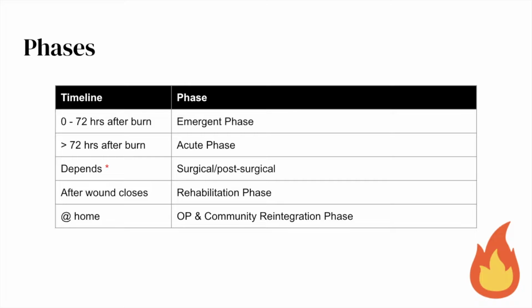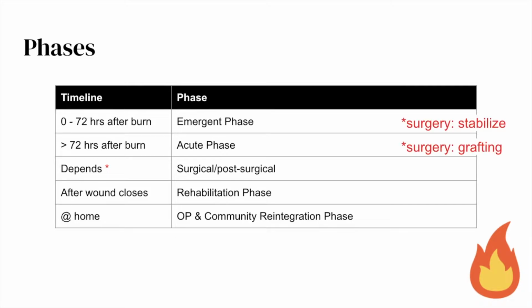But just know that the emergent phase is the window of 0 to 72 hours after the burn. The acute phase is greater than 72 hours after the burn. And then the rehab phase comes after that, once the wound has closed. And then after that, once the patient is able to go home and is cleared for discharge from the hospital, they begin outpatient and community reintegration.